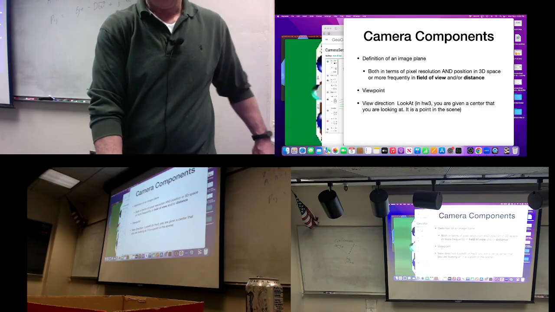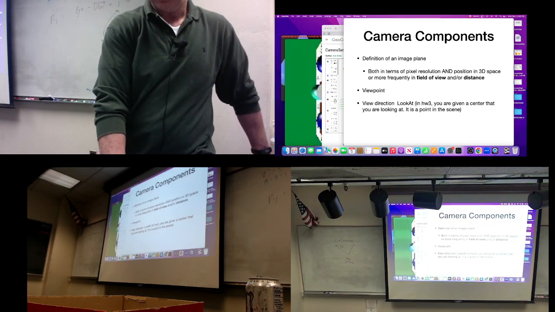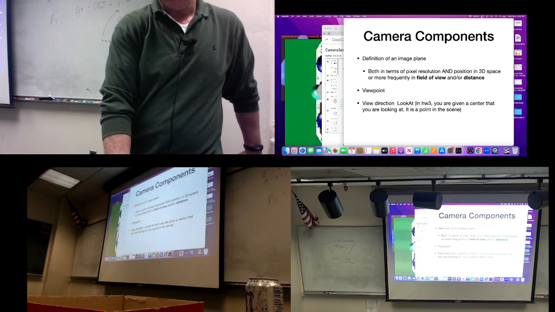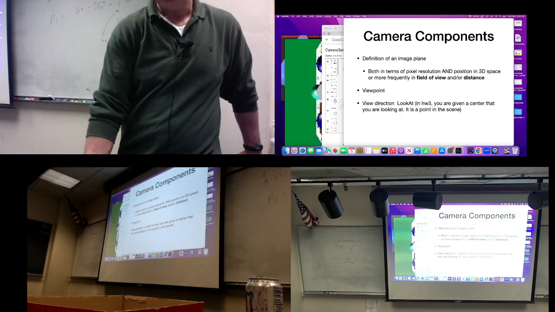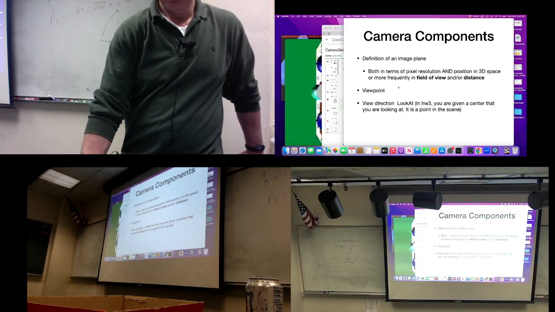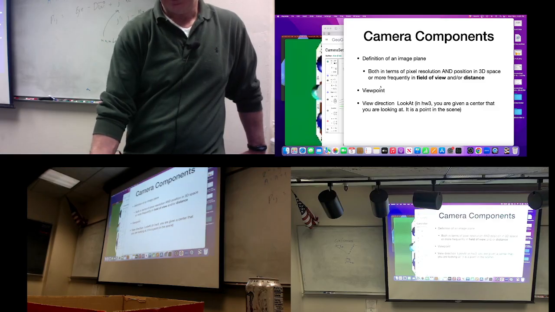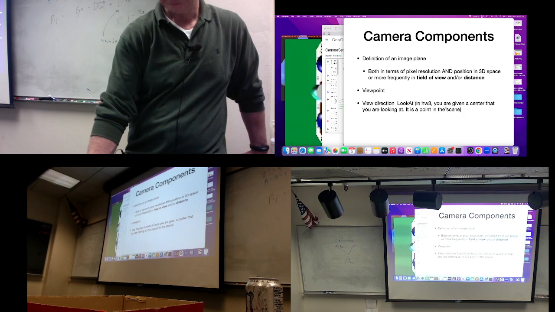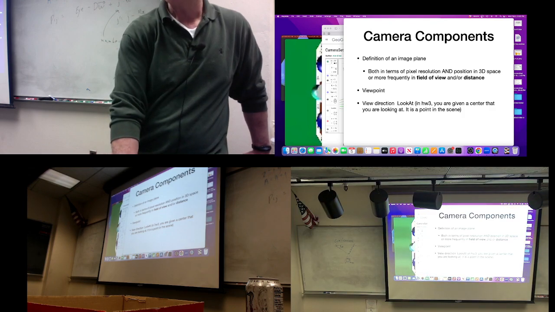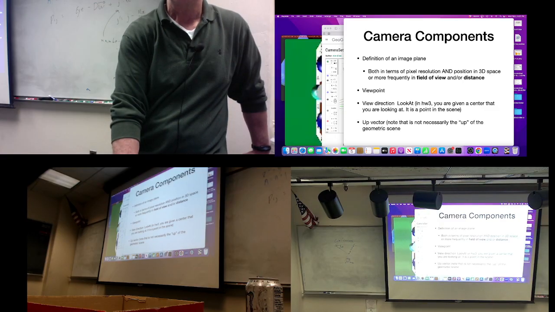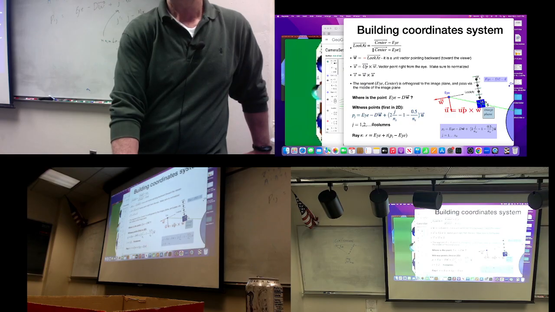We did it, and d is the field of view or the distance, all related. What is viewpoint, camera, eye, all the same. View direction, look at the center that you are looking at. It is a point on the scene, it's not a vector. That's the look at. We have it, and the up vector are given. And yeah, I'm just repeating it again.